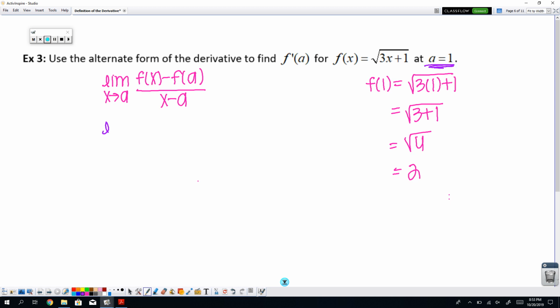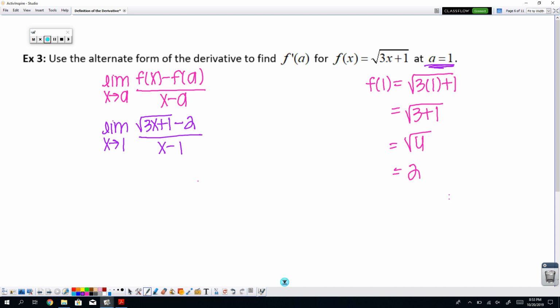Okay? So the limit as x approaches 1 of the square root of 3x plus 1 minus 2 over x minus 1. Oh, I apologize. A is 1.